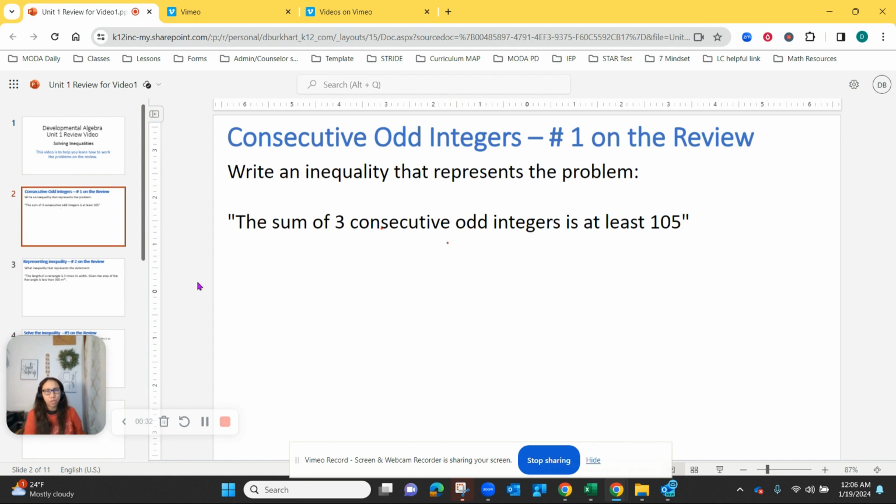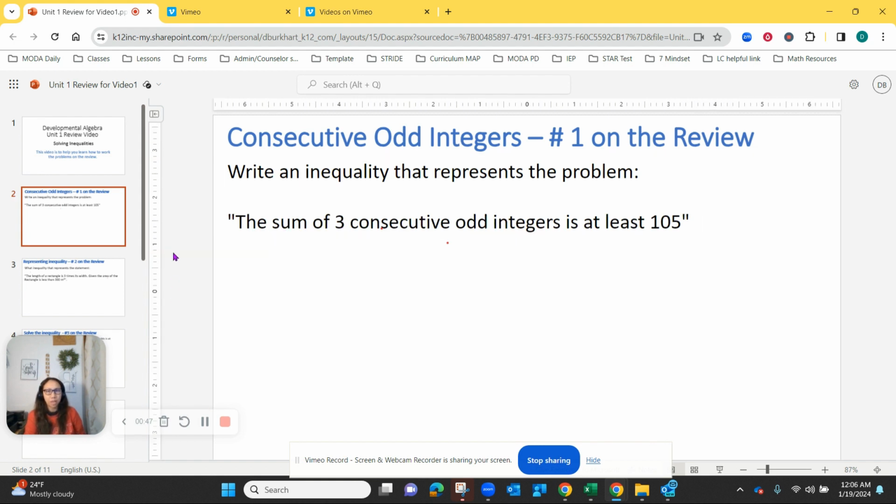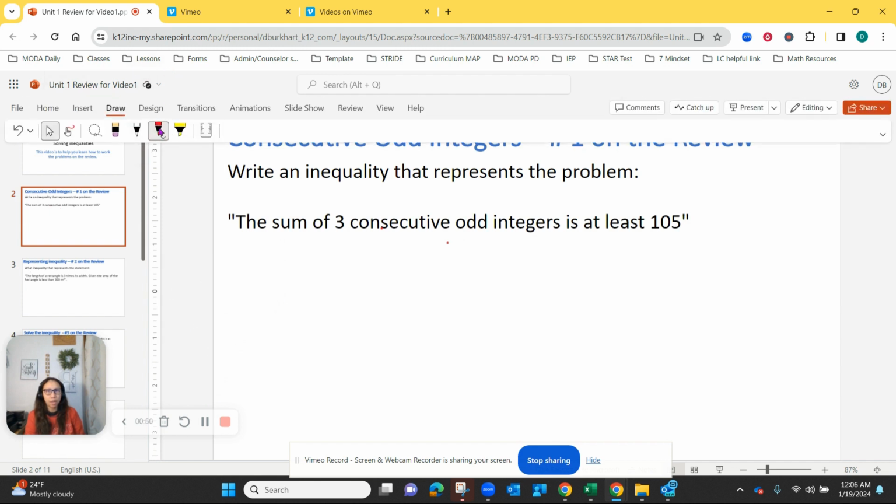The first one is to write an inequality that represents the problem. The problem is the sum of three consecutive odd integers is at least 105. So we know that the keyword for sum is adding. I'm just going to underline that. The sum means we are adding, and the phrase at least has the symbol greater than or equal to. But we need to figure out first our expression for that.